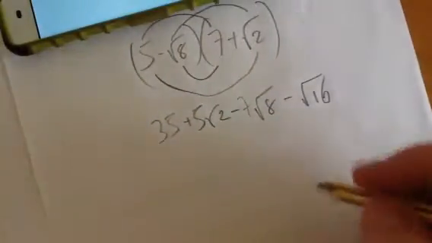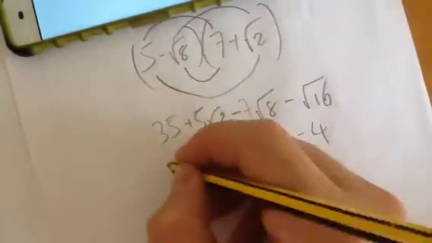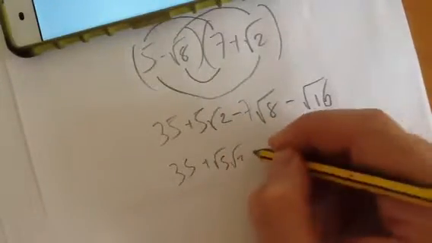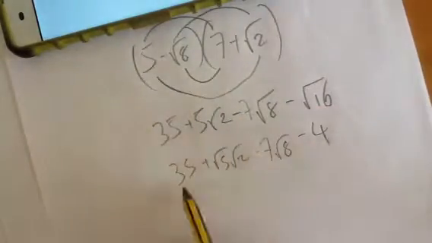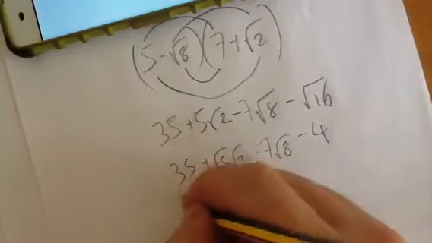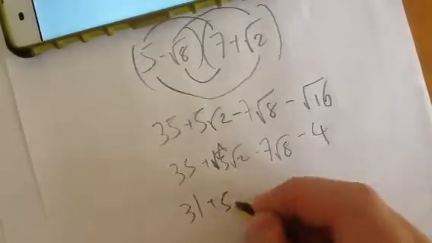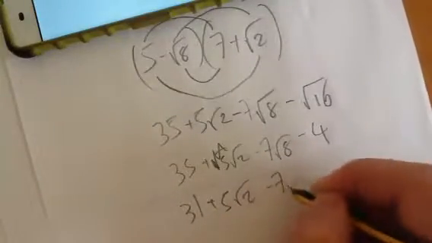Now all I have to do is tidy this up. I know the square root of 16 is 4. So, bring everything else down. 35 and 4 I can put together to make 31. Okay, so there should be a square root there: 5 square root 2 minus 7 square root 8.